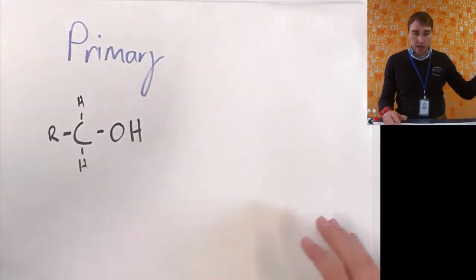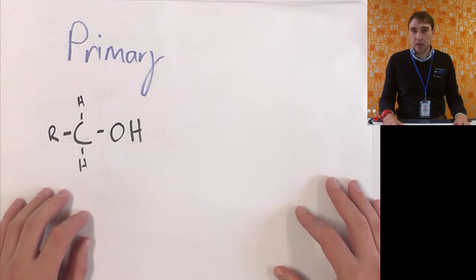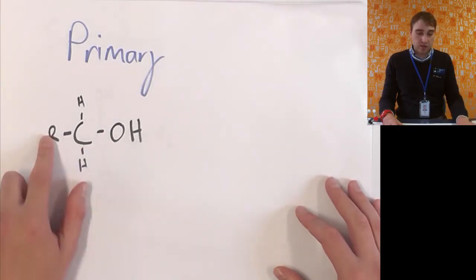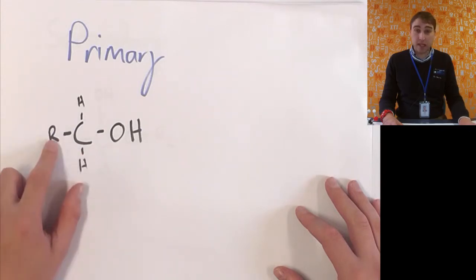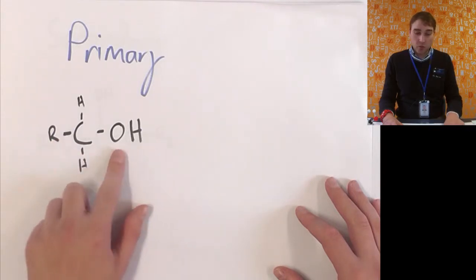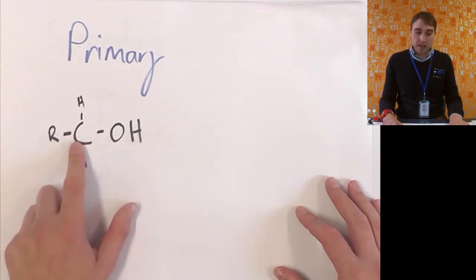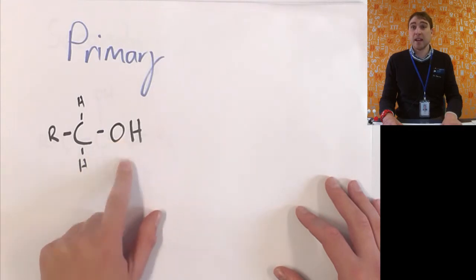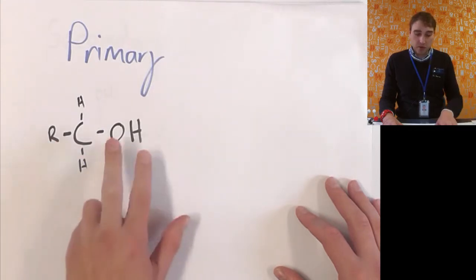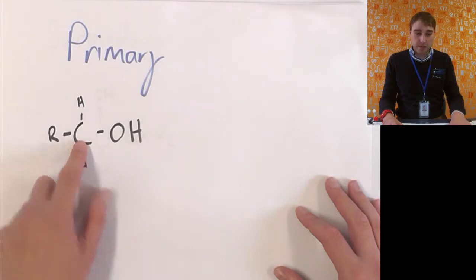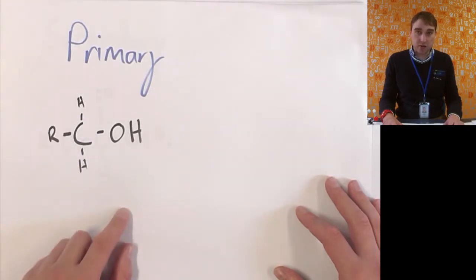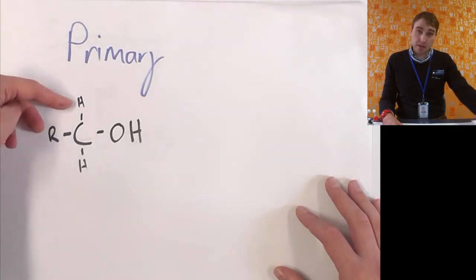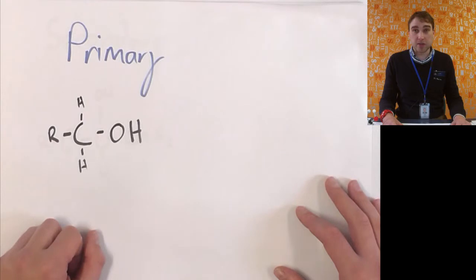So what do we mean by that? A primary alcohol, the hydroxyl group is attached to a carbon that's attached to one other carbon, or in the case of methanol, a hydrogen. When we're looking at primary, we're talking about how many carbons the carbon that's attached to the hydroxyl group is attached to. That sounds confusing, but what you do is you look at the hydroxyl group, you look at the carbon, and you see what it is attached to. If it's attached to another carbon, that makes it primary. If it's attached to 2 carbons, that would make it secondary. If it's attached to 3 carbons, that makes it tertiary.